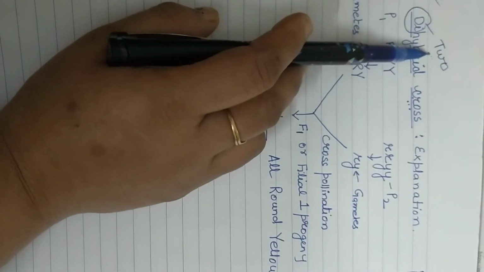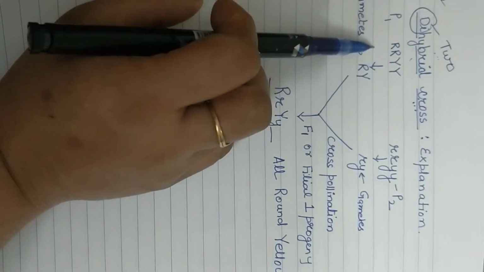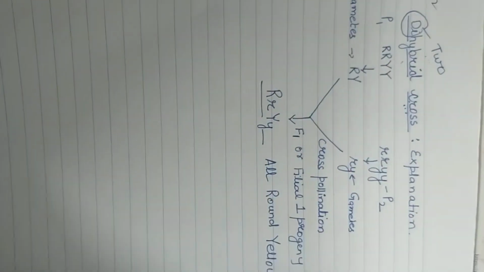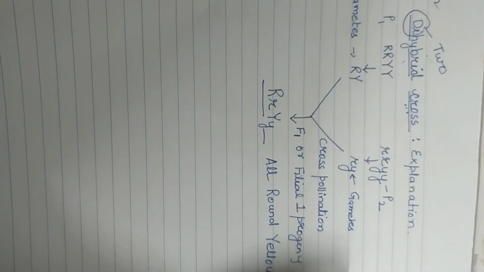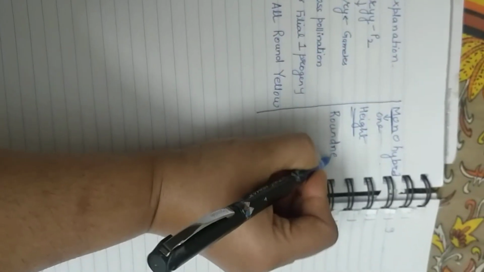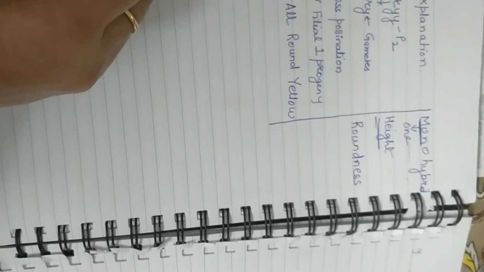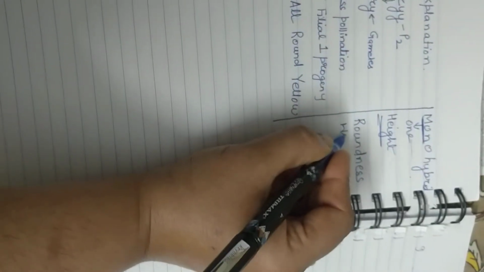So what did he take in this cross? In this cross which I will be explaining today, Mendel took roundness, that is seed shape. Some of the seeds of pea were round, others were wrinkled.